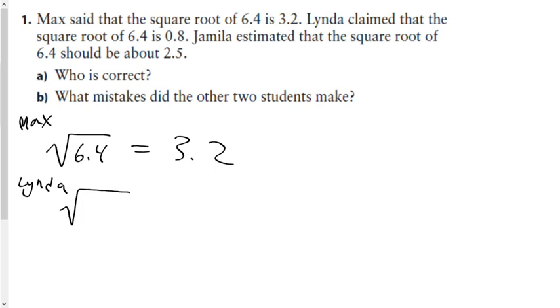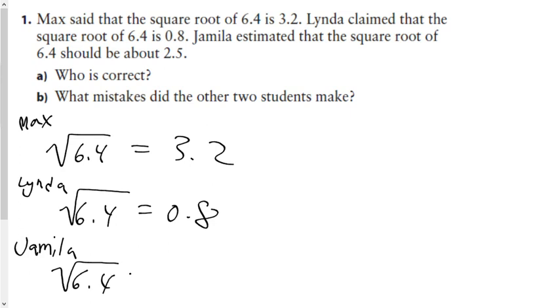The square root of 6.4 is equal to 0.8. And finally, Jamila, again, not a very common name. Jamila estimated the square root of 6.4. Estimated means it's an approximation, so we'll use approximately equal to 2.5. Who is correct and why?